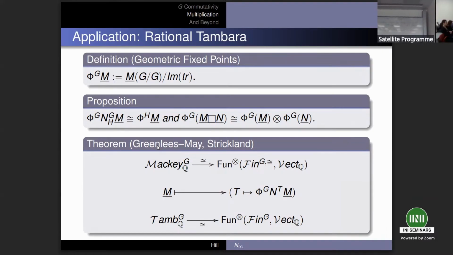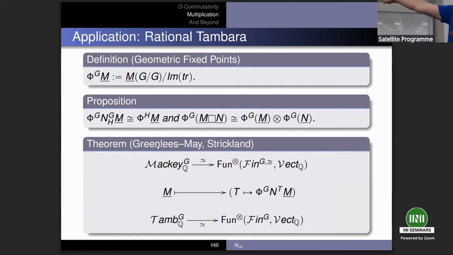This is what Mike was talking about when he said that the geometric fixed points is actually more a left adjoint. It's a localization where I've killed off everything coming from the underlying. And then I did a step that was pain-free. It was taking equivalence of categories.